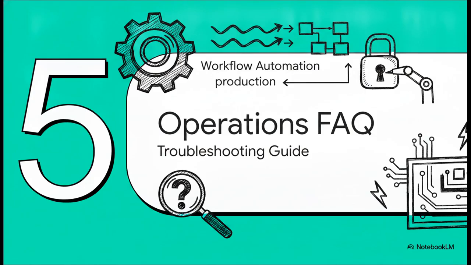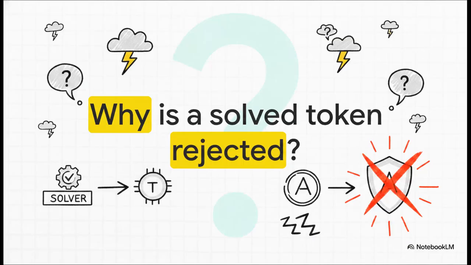Finally, part 5, operations and troubleshooting FAQ. Let's tackle the absolute most common operational questions developers ask once their code hits production. Question 1. Why can a solved token be rejected? Honestly, this is by far the most common support ticket we see.